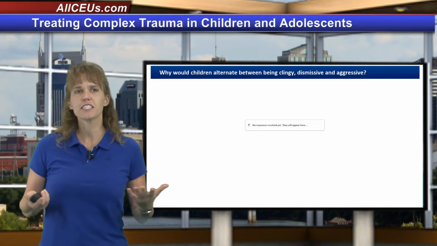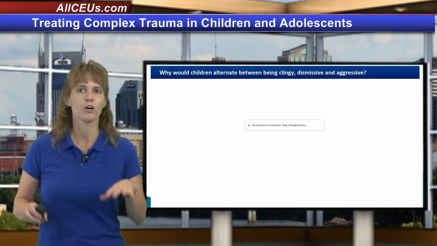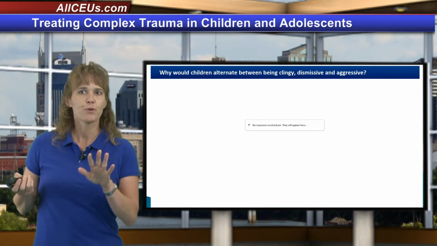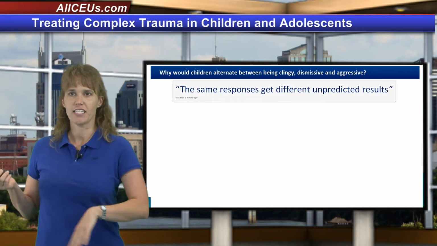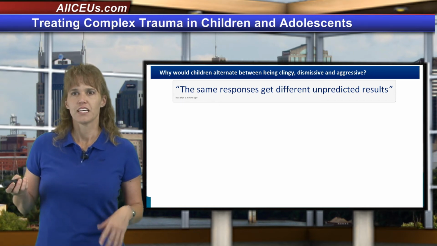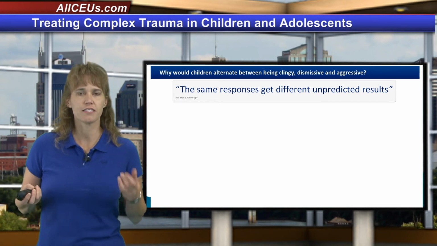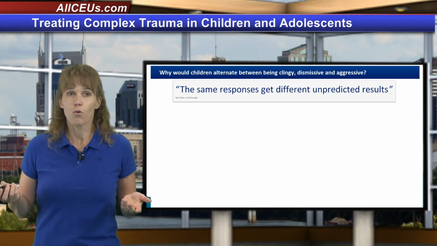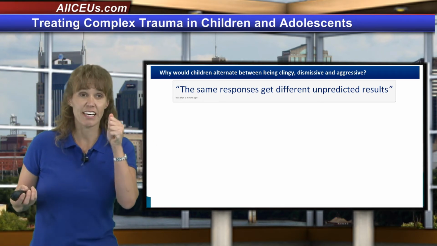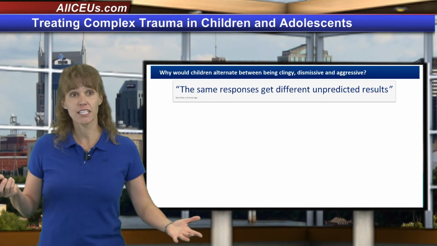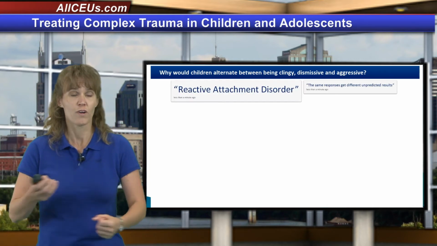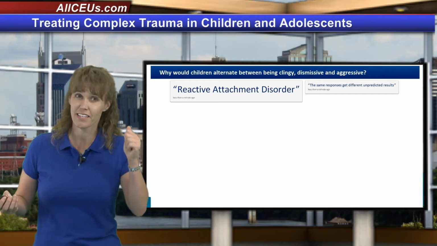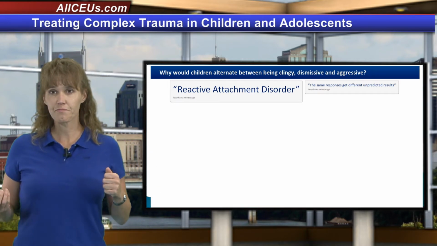So, give me some other examples of why children would alternate, it's not that they want to, between being clingy, dismissive, and aggressive. They get the same responses but get different, unpredictable results. So one day when I'm clingy, I get told to go to my room. The next day when I'm clingy, I get a hug. Well, I'm really trying for the hug, and it's really worth the effort, so I'm going to try being clingy and see if I can get that hug.